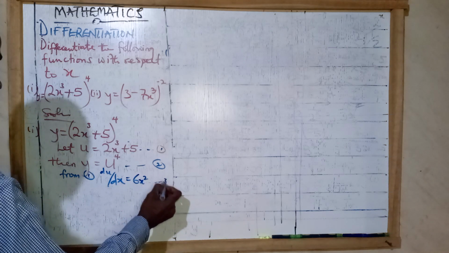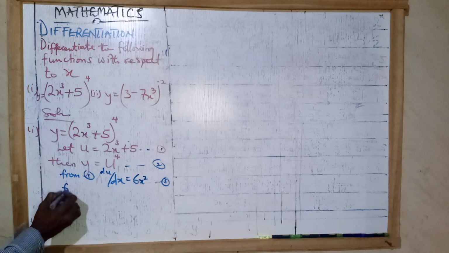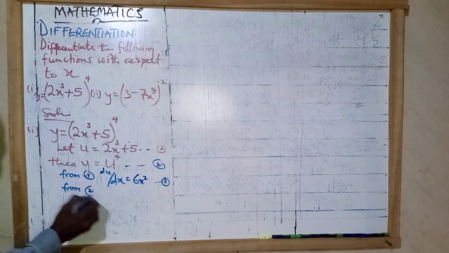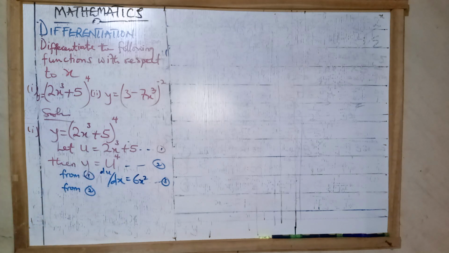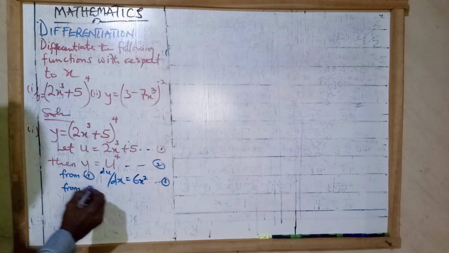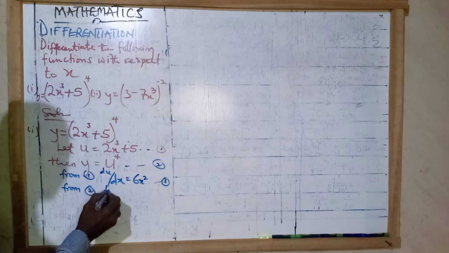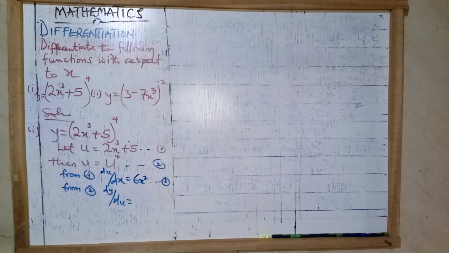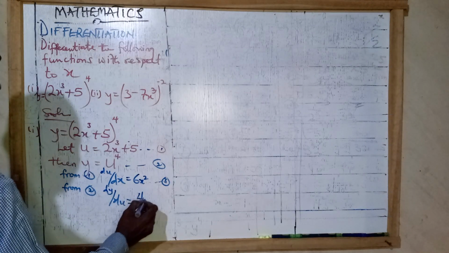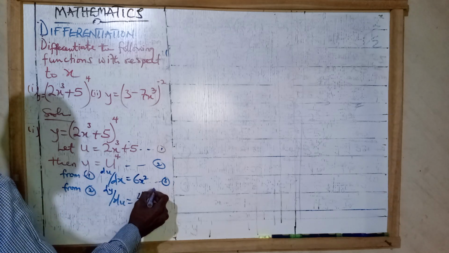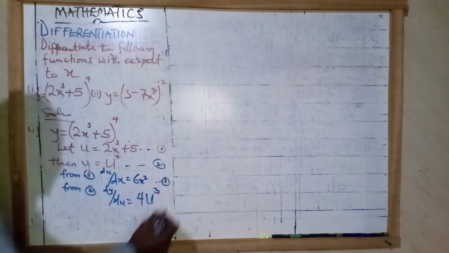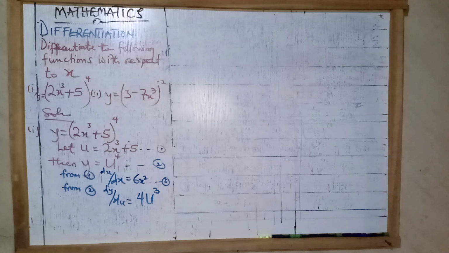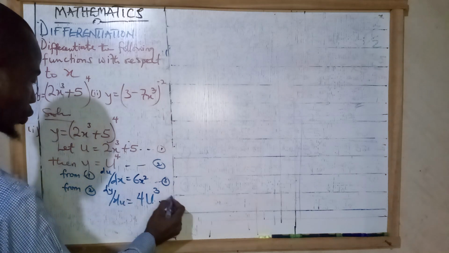Let's say this is equation 3, and from equation 2, where we have y equals u raised to power 4, we can see that dy/du will give us 4u raised to power 3. Let's say this is equation 4.